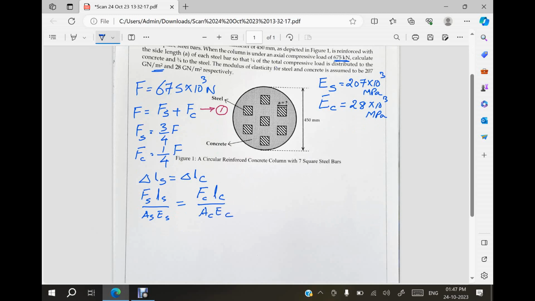Okay. Since the length remains the same, since it's a composite bar, this will anyway go because both of them are of the same size. So what can I write now? Out of this, what are the things you know here? You know F of steel. You know F of concrete. You know E of steel and you know E of concrete. Area of steel and area of concrete we do not know because you don't know the value of A. The moment you know the value of A, you can easily find out these two values.